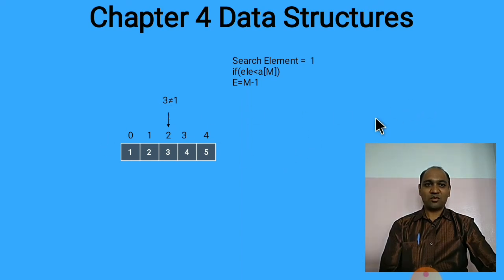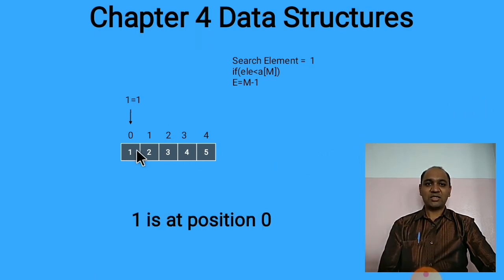Now we are going to move to the next location onto the left hand side. Here we are going to check again the location 1 consisting of 2, whether 2 is equal to 1. No, it is not equal to 1. Again we are going to move on to the left hand side, and here you can see the position 0 consisting of 1. So hence 1 is equal to 1. 1 is at position 0.